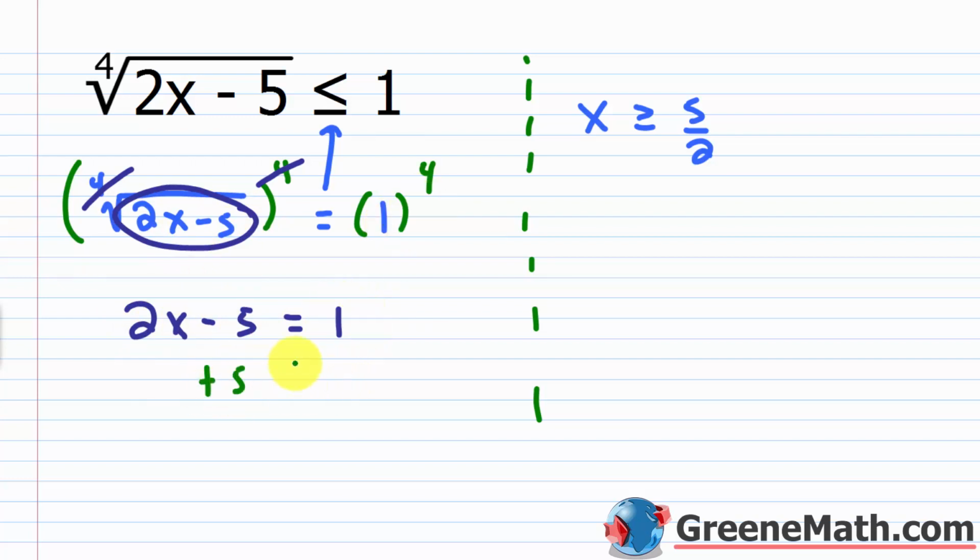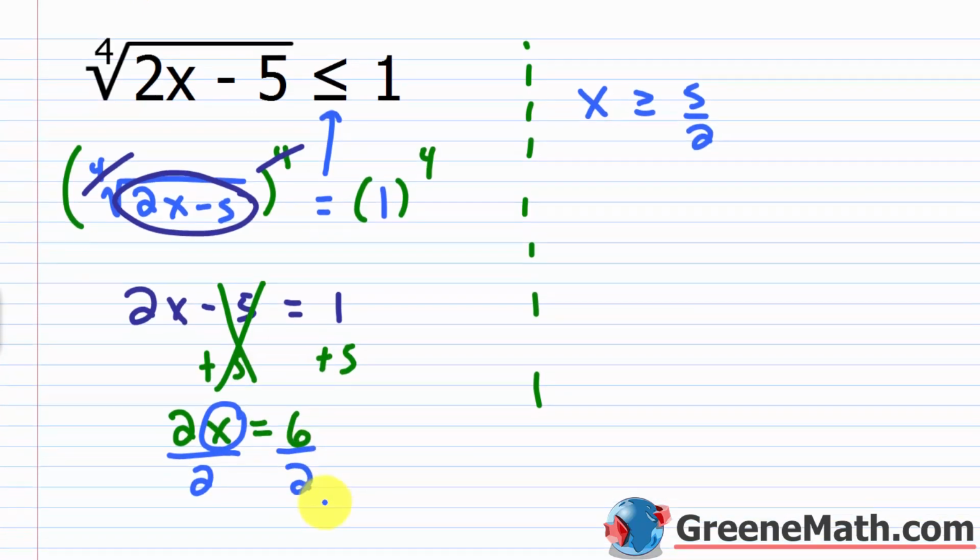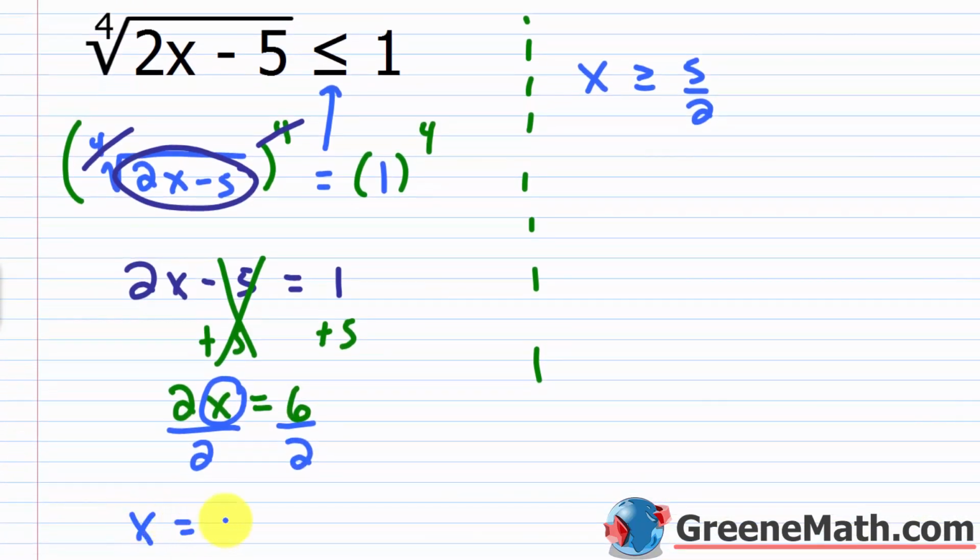Now it's very easy to solve from this point. We just add 5 to both sides of the equation. So that's going to cancel, and we'll get that 2x is equal to 1 plus 5, which is 6. One last step: we want to isolate x, so I'm going to divide both sides by 2. And I'm going to find that x is equal to 6 over 2, which is 3. So I'm going to put x equals 3 here, and that's going to be my boundary.